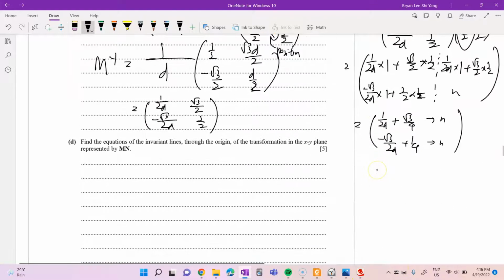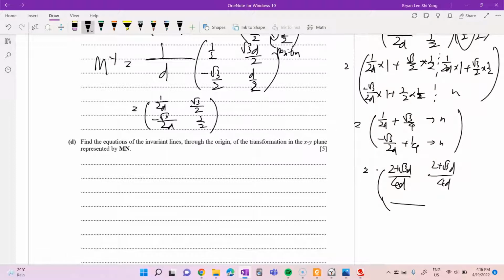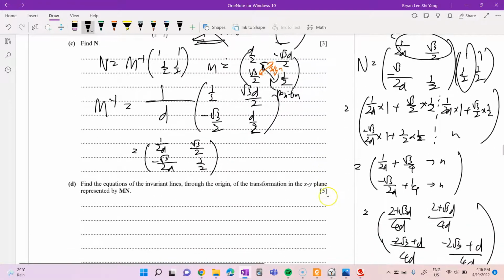So I need some time. For this one, it would be 4d times 2 plus 3d, and then repeat the same thing, and then 4d, negative 2, 3 plus d, then negative 2, 3 plus d over 4d. So this would be n. Okay, so this is n.